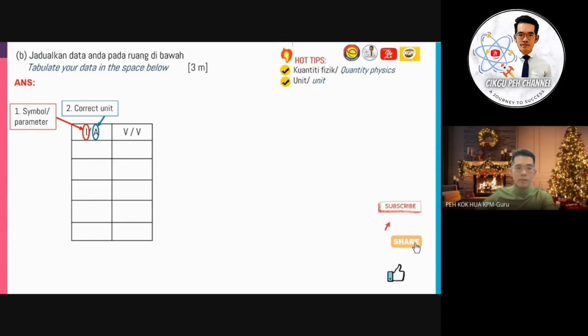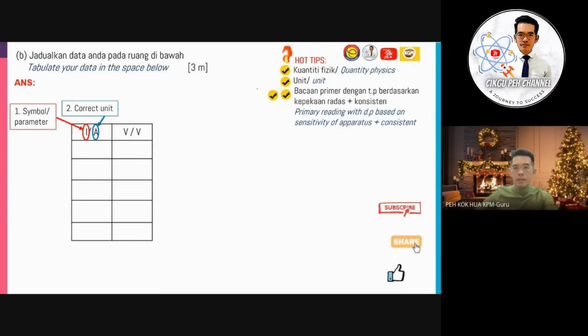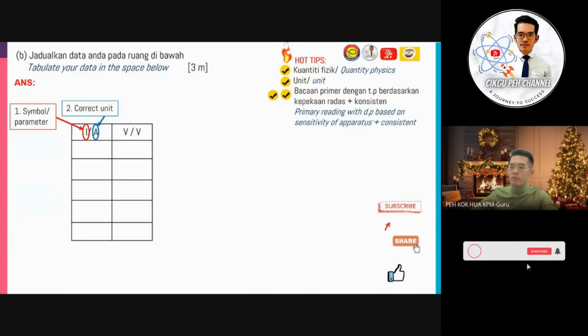Second will be the correct unit: ampere for current, volt for potential difference. Then another thing to take note of is the primary reading with correct decimal places, which is based on the sensitivity of the apparatus, and then the consistency. The apparatus here refers to the voltmeter and ammeter. So for the sensitivity of the apparatus, you need to follow your own apparatus, not my one.